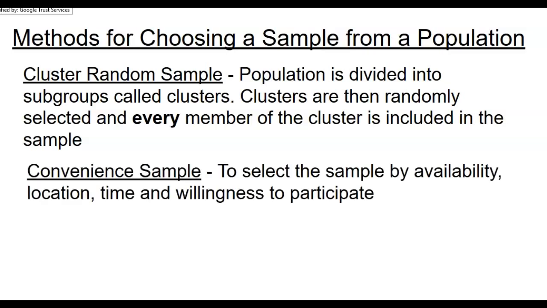A convenience sample. Convenience sampling is perhaps the easiest method of sampling, because participants are selected based on availability and willingness to take part. An example would be to stand at the entrance to school and ask the first 25 people to walk up.